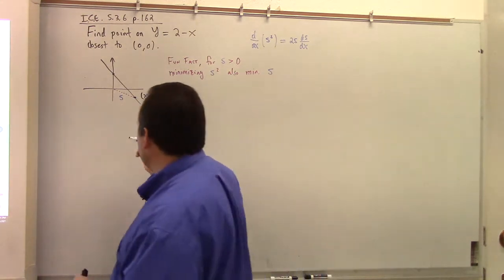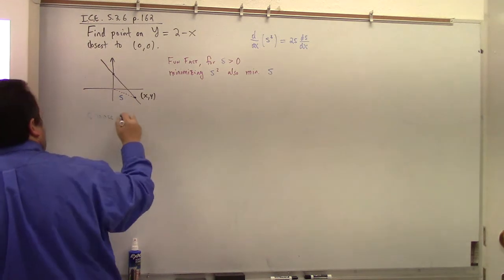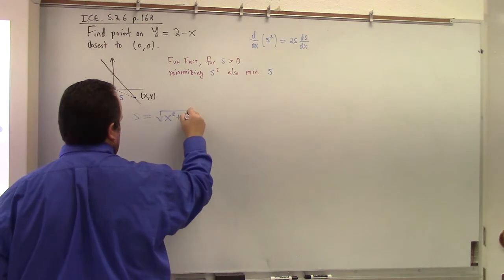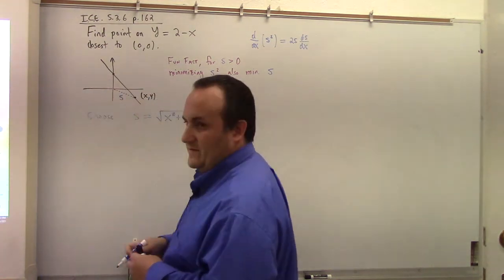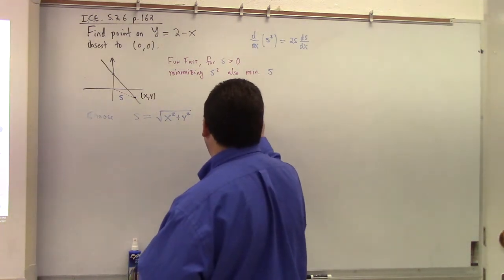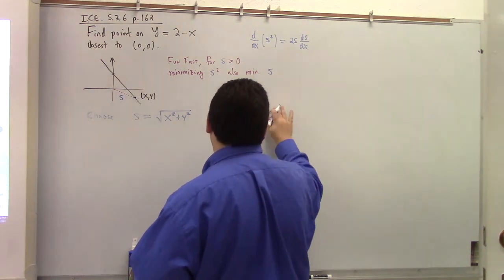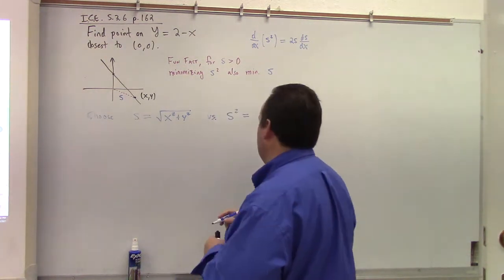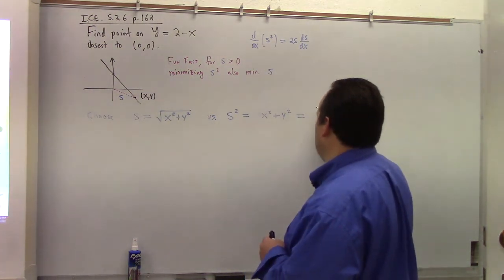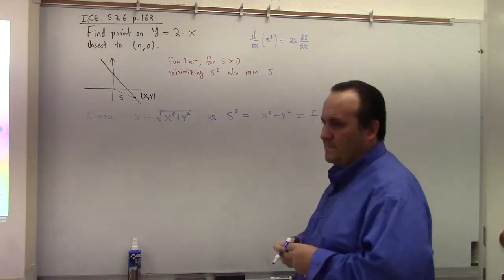So you choose. What's the formula for s? s is the square root of x squared plus y squared. That's the distance to the origin from that point. Versus what? s squared is x squared plus y squared, right? And for the sake of not writing s squared a bunch of times, let's just call this thing f, the thing we're trying to optimize, just to give it a name.